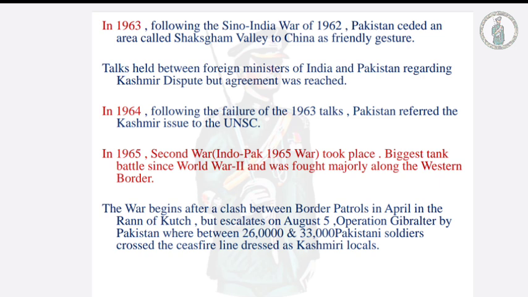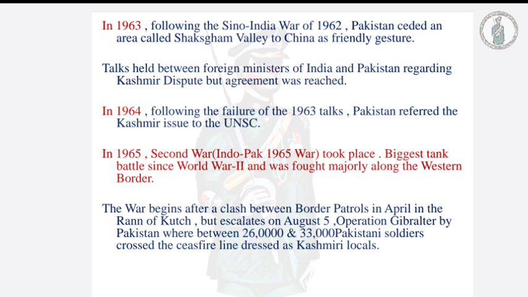Then in the subsequent year, Pakistan gave an area called Shaksgam Valley to China as a friendly gesture. Then in the same year, talks were held between the foreign ministers of India and Pakistan, where they discussed the Kashmir dispute, but after 3 days, no agreement was reached. Then in 1964, following the failure of the 1963 talks, Pakistan referred the Kashmir issue to the United Nations Security Council.